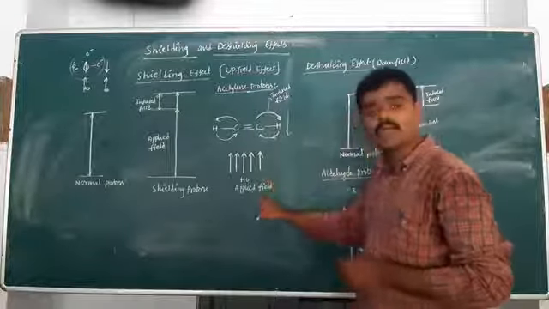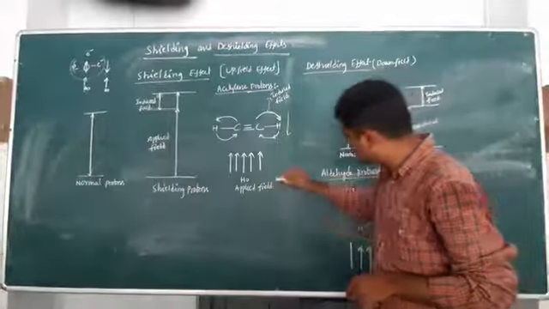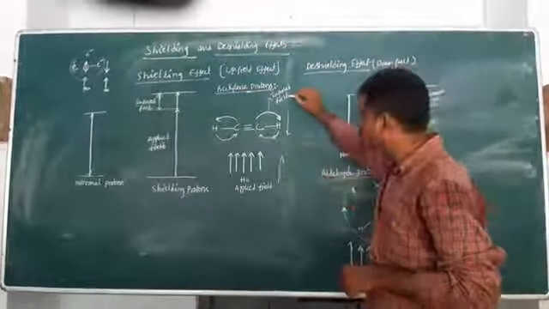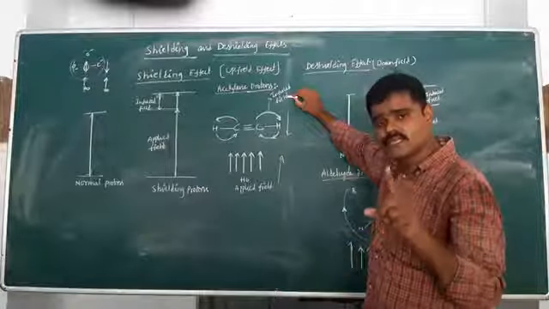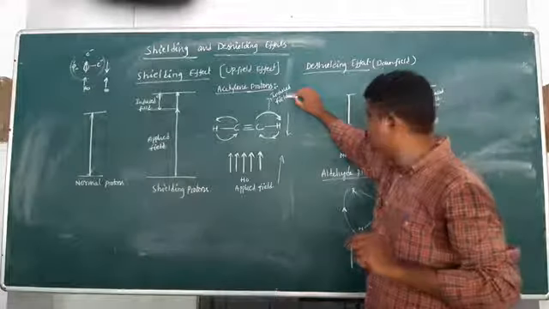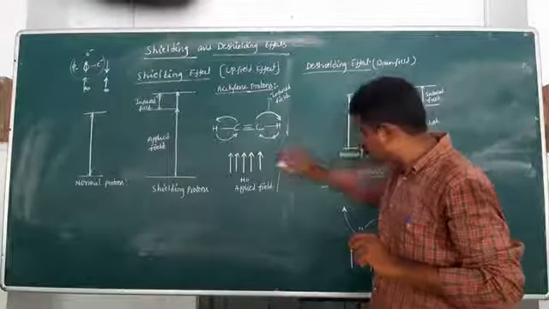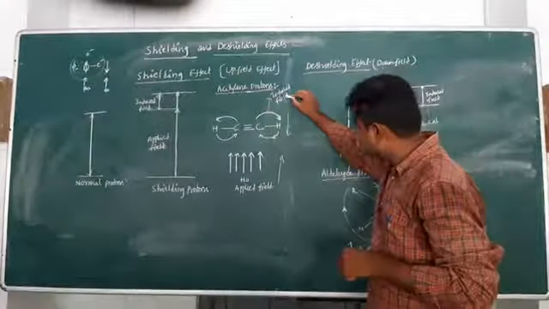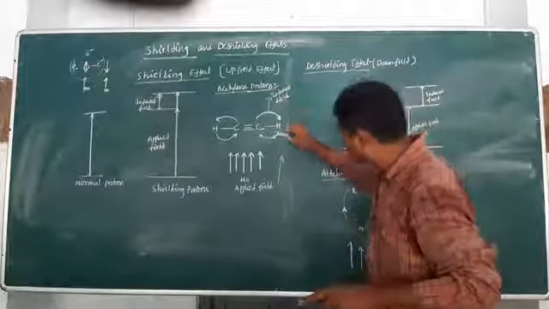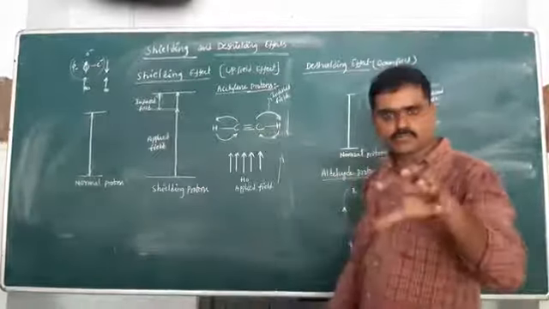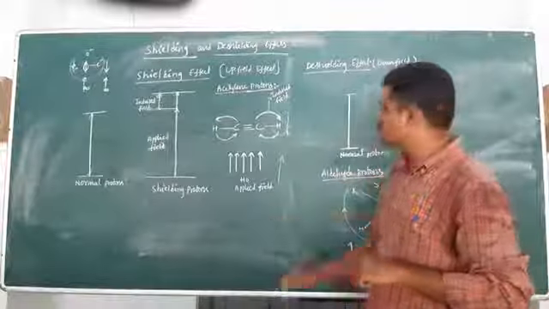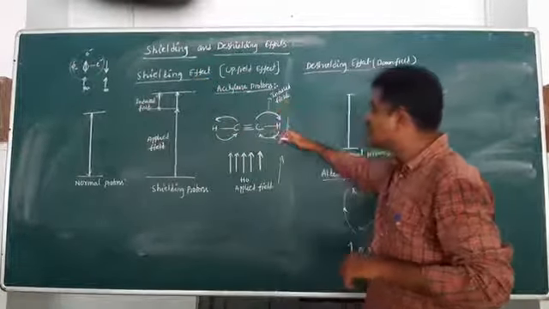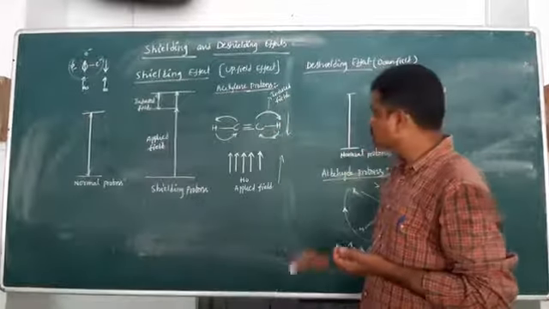Here you can apply the external magnetic field. This is the direction. So these two fields, that is the induced field, the secondary magnetic field due to electrons, opposes our external magnetic field. This induced magnetic field protects, shields the proton. So this proton is called the shielded proton, and this effect is called the shielding effect.